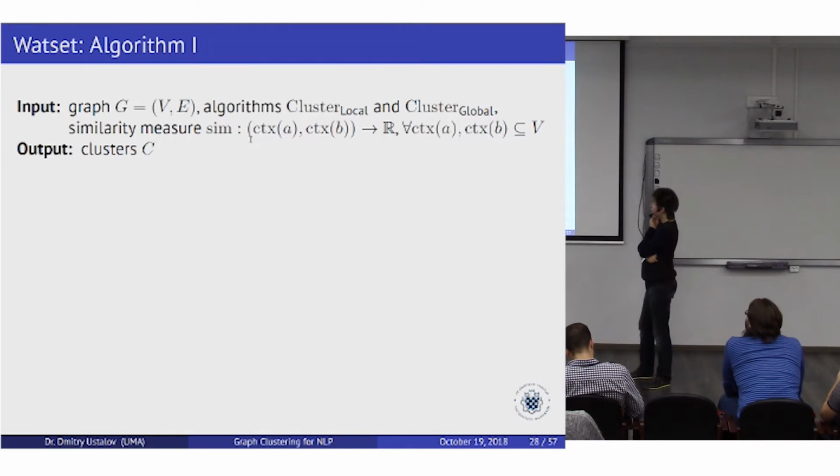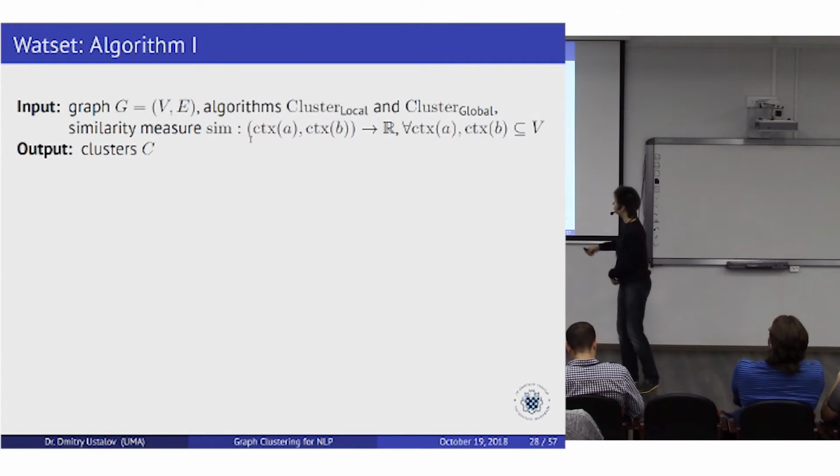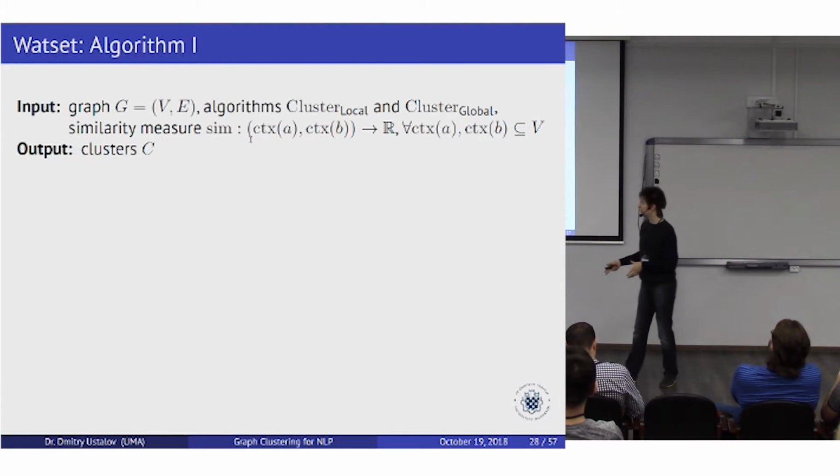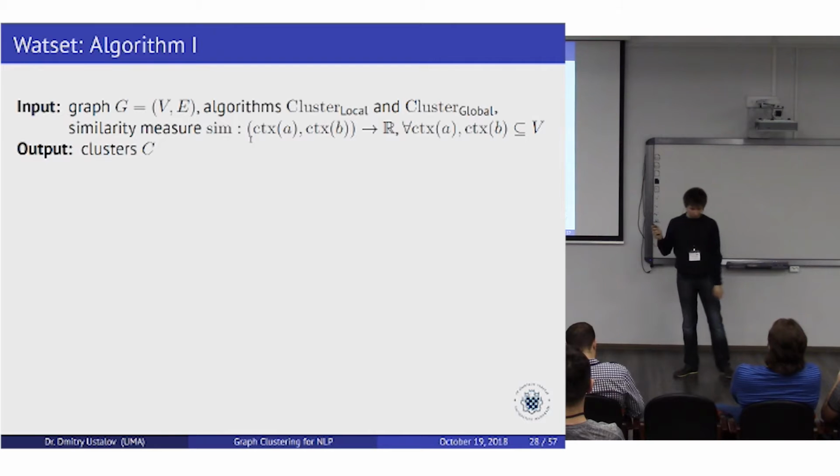The algorithm will be quite long, but I hope you will get this on the example. It has a lot of parameters, but have a look at them. You have the graph. You have two algorithms. The first is run when you do word sense induction. It's called cluster global local.